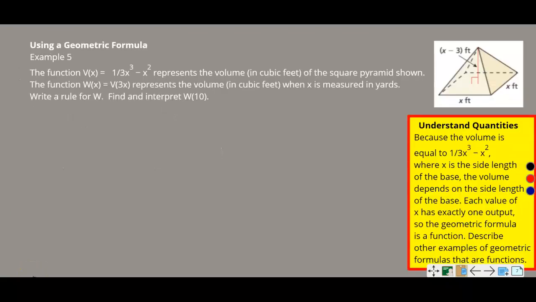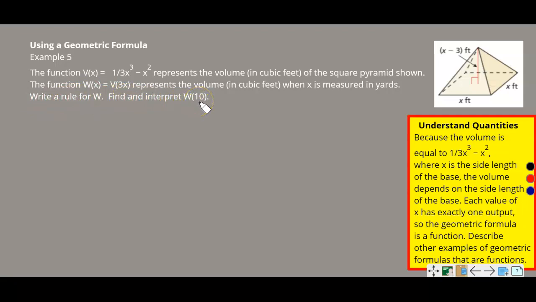Example 5, using a geometric formula. The function v of x equals 1/3 x cubed minus x squared represents the volume in cubic feet of the square pyramid shown. The function w of x equals v of 3x represents the volume in cubic feet when x is measured in yards. All right, so that makes sense because 3 feet equals 1 yard, so they're multiplying this by 3. It says write a rule for w and then find and interpret w of 10.